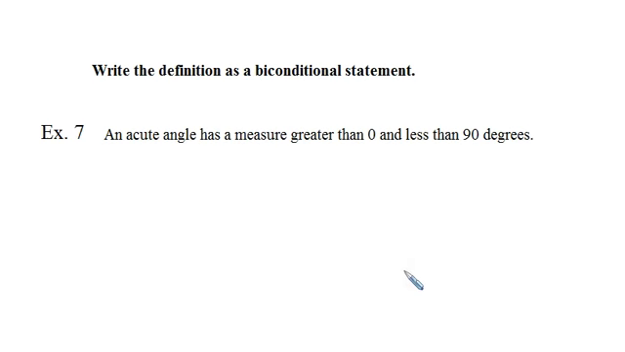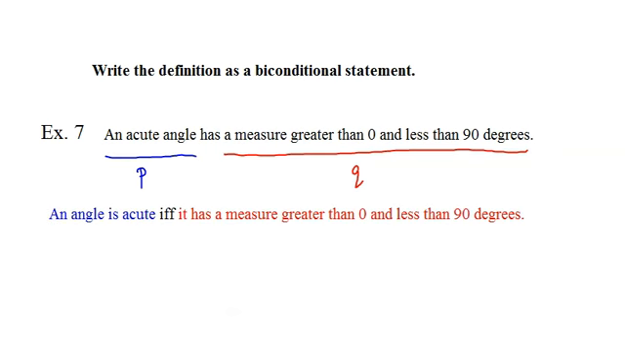So in example 7, we're once again writing a biconditional statement. Our biconditional statement will be true because it is coming from a definition, so we're not evaluating the truth value, we're just going to write a statement, and this is the definition of an acute angle. An acute angle has a measure greater than 0 and less than 90 degrees. Once again, we will identify the term as our P statement, and then we'll take the rest of the definition as our Q statement. Now we have P and Q identified. We can write our if and only if. An angle is acute if and only if it has a measure greater than 0 and less than 90 degrees.